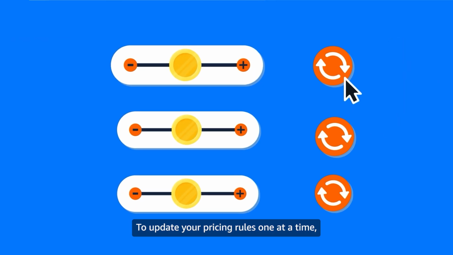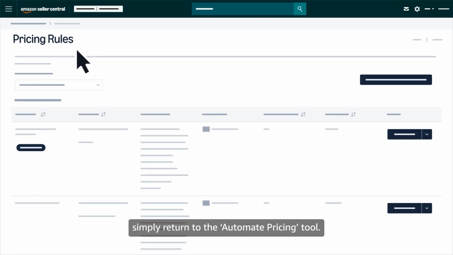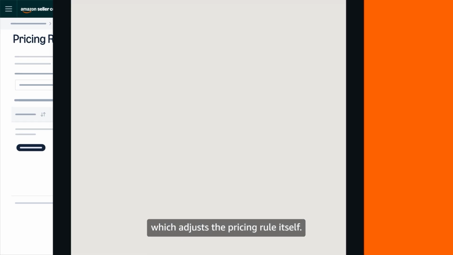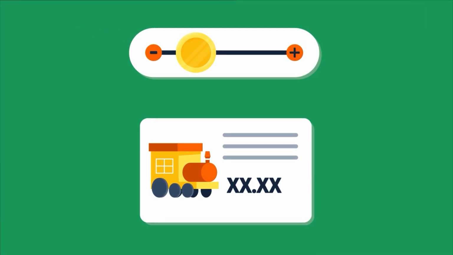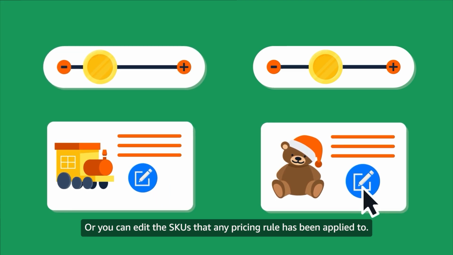To update your pricing rules one at a time, simply return to the Automate Pricing tool. You can edit a rule, which adjusts the pricing rule itself. Or you can edit the SKUs that any pricing rule has been applied to.